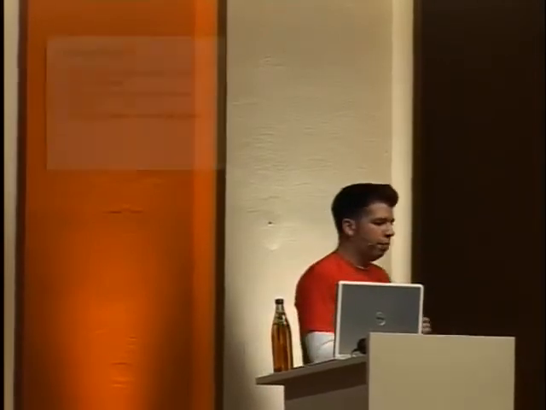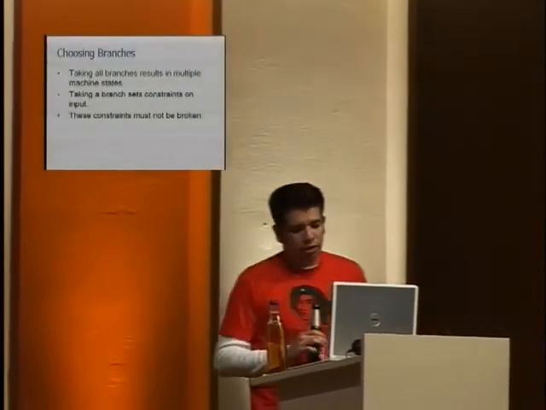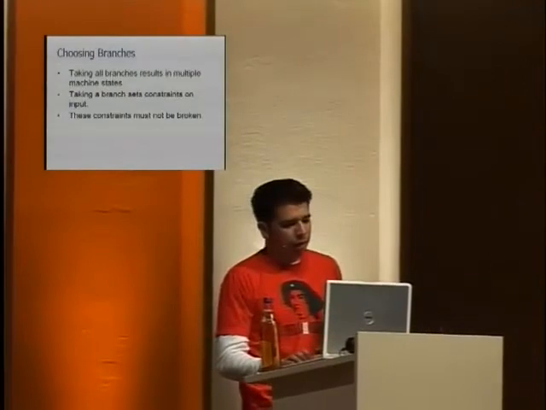So you have to just make sure that you don't break your constraints. If you take a path and you say like EAX is greater than 5, don't invalidate it by taking another branch that's going to betray that constraint, because that'll never happen in real life.